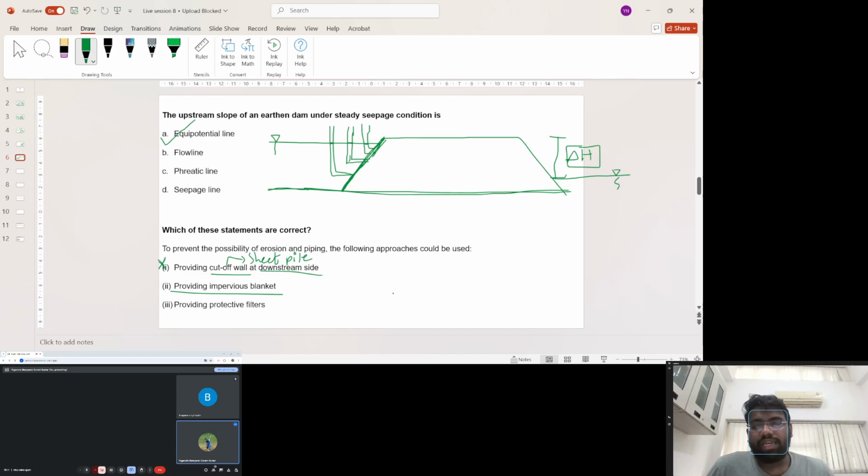So an impervious blanket can be provided in two ways, either using compacted clays or, nowadays, they are employing geomembranes in order to provide an impermeable blanket. So that is being carried out, and hence this option is right. And this is mostly done in the upstream side. And providing protective filters we have seen earlier, that is to be in the downstream side, and obviously they have not mentioned it, so that is also an option. So option 2 and 3 is right.